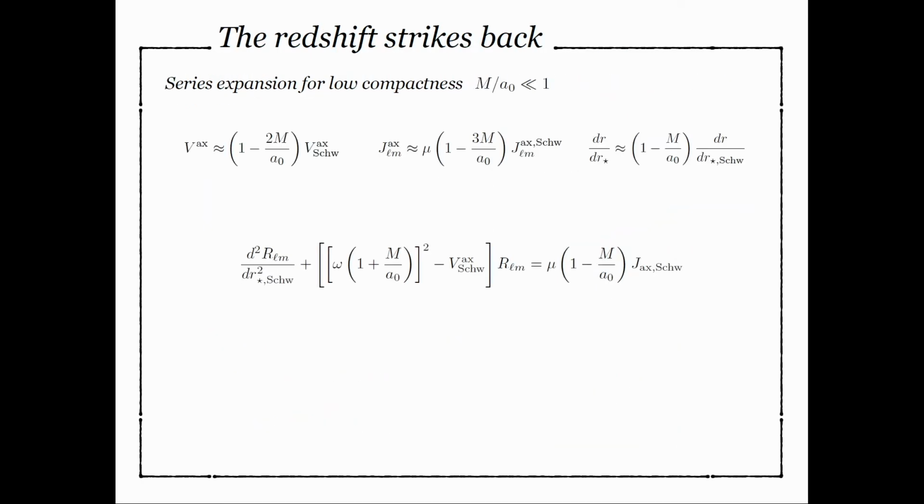But here comes the redshift again, because if you take a low compactness expansion of basically all quantities that you have in the game for the axial sector. So I systematically expand the scattering potential, then the source term, and even my operator here, d/dr in dr star, the orthogonal coordinate. Basically, at leading order, my Schrödinger-like equation for the axial component becomes this.